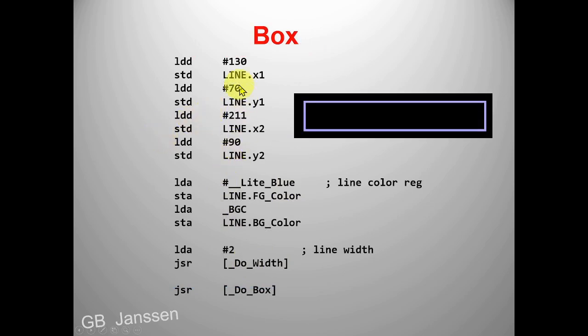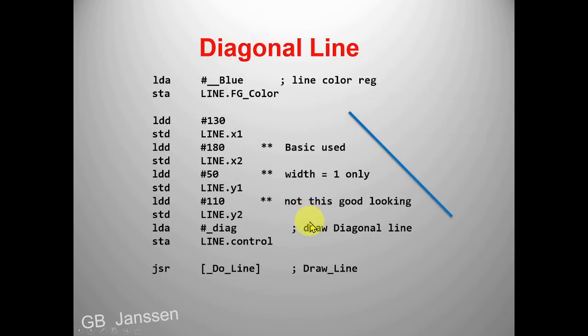To draw a box is the same thing, just give it the coordinates. Here are the coordinates that would fit the four corners of this blue line here. Blue line, background color, line width is 2. I wanted a double width, and go draw a box, and it will draw a box for you. Want a diagonal? Same as the other ones: just the color, your X coordinates, your Y coordinates, diagonal.